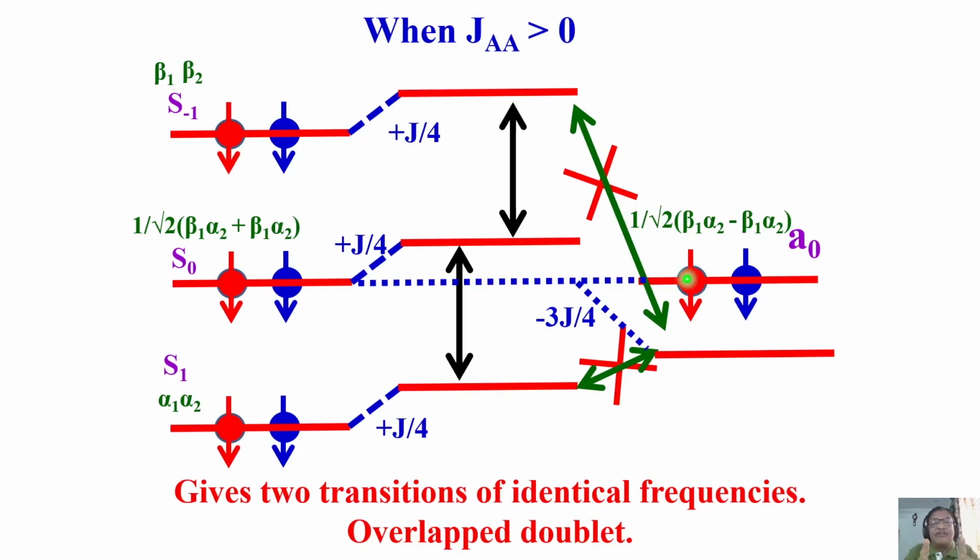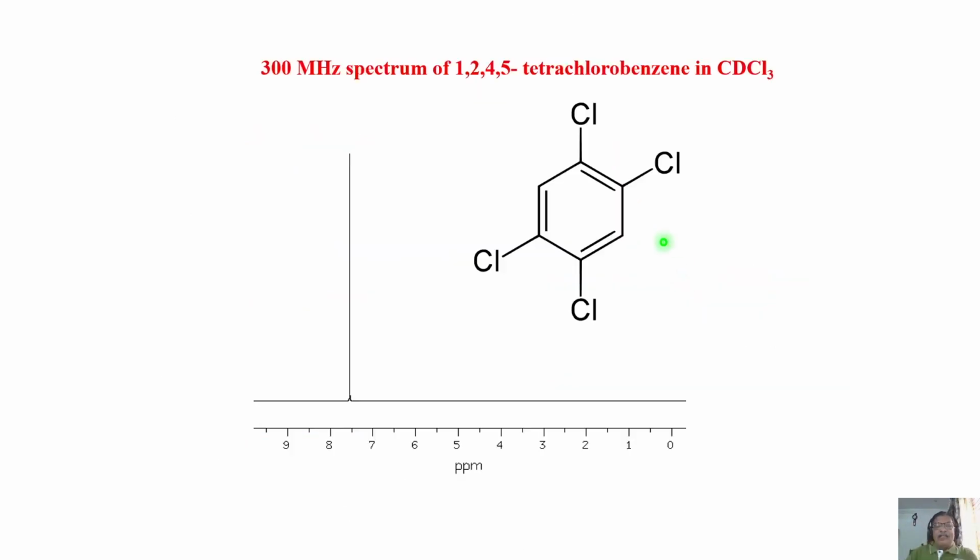Of equal frequency, they overlap, and the resultant spectrum will be a single frequency, a single peak. Okay, this is an important thing. And this is a classical example of an A2 spin system. Look at this: 1, 2, 3, 4, 1, 2, 4, 5 tetra substituted benzene. This is identical, 1, 2, 4, 5 tetrachlorobenzene.